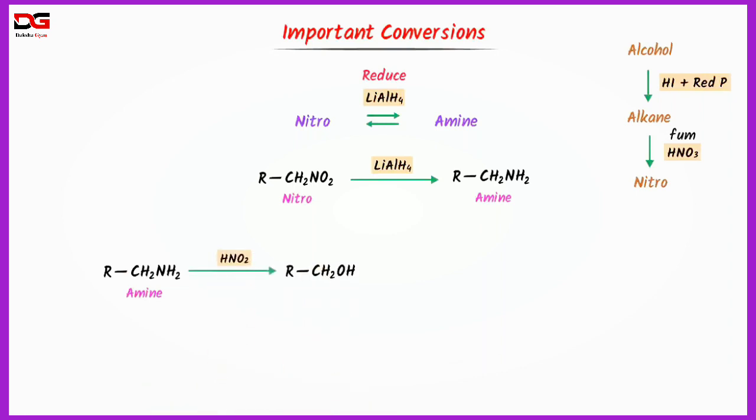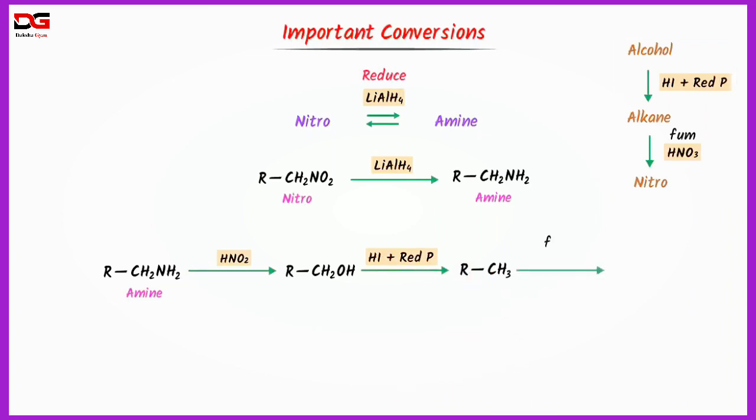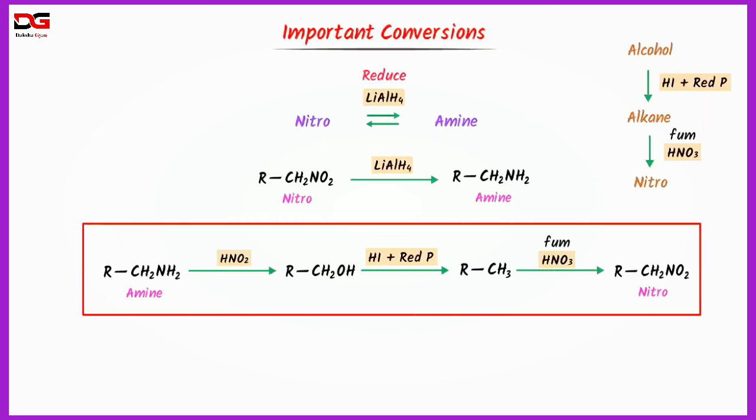I get this alcohol. Now according to these steps, I reduce alcohol by adding hydrogen iodide plus red phosphorus. I get alkane. I add fuming nitric acid to it. I get nitro. Thus remember that if we add reducing agent to nitro, we get amine. Secondly, we convert amine to alcohol, alcohol to alkane, and alkane to nitro.